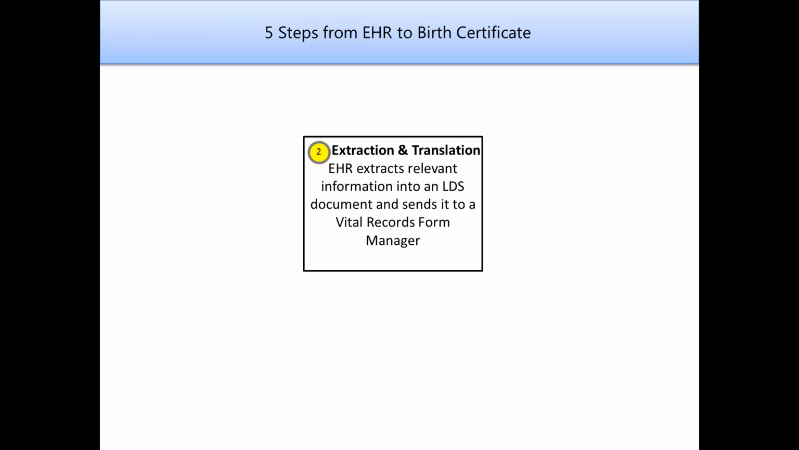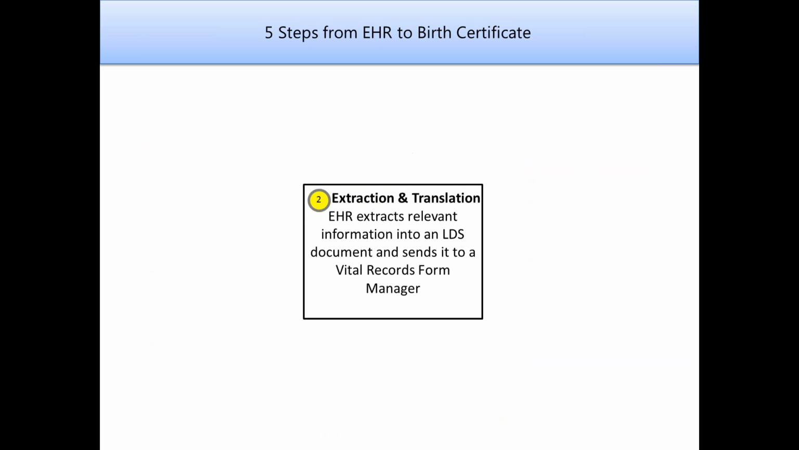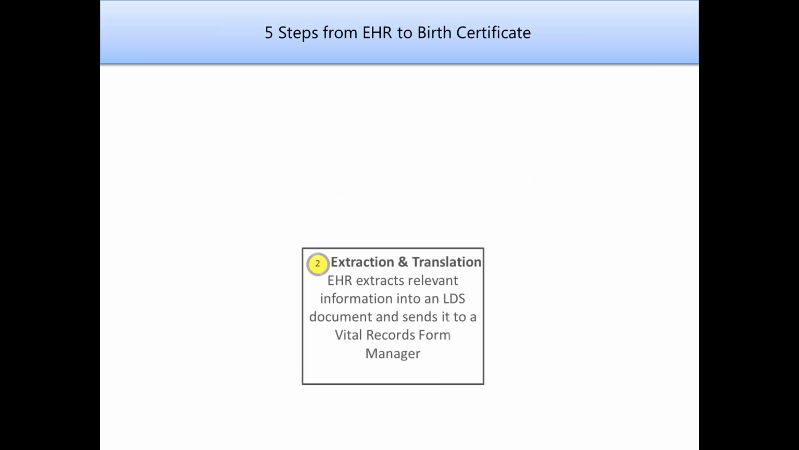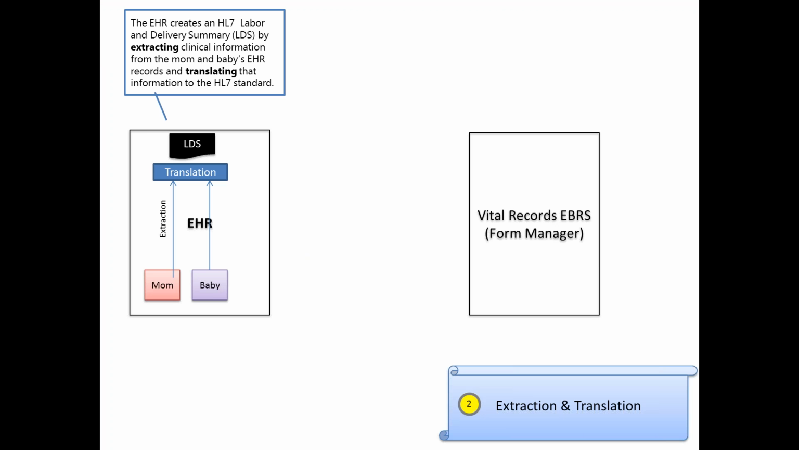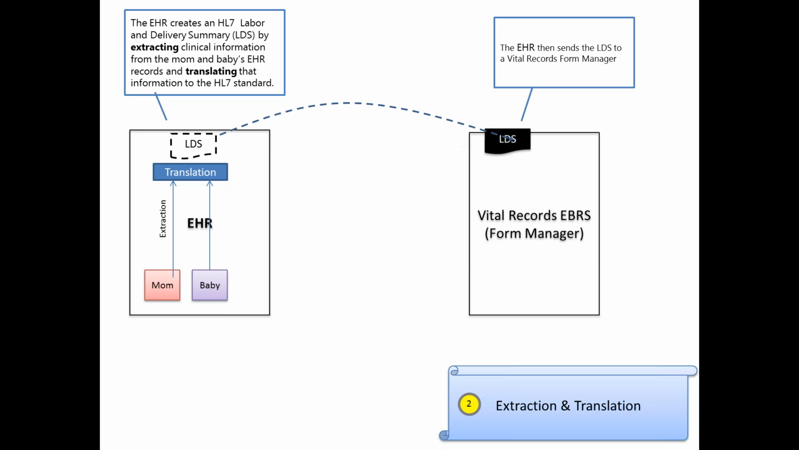Clicking the button in the EHR to request a birth certificate starts the extraction and translation step. In this step, the EHR extracts relevant information from the medical records of the mother and the child, and translates it into the standard LDS summary document. The LDS is a CDA, HL7 CDA standard, which defines content for birth certificates. So the translation takes EHR information, translates it to the HL7 specification, then sends it to the Vital Records Form Manager, which is a part of the EBRS system.